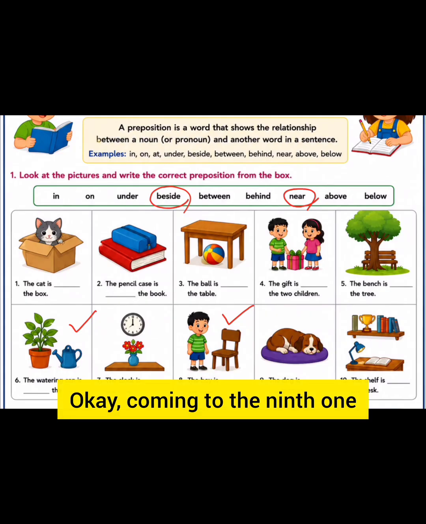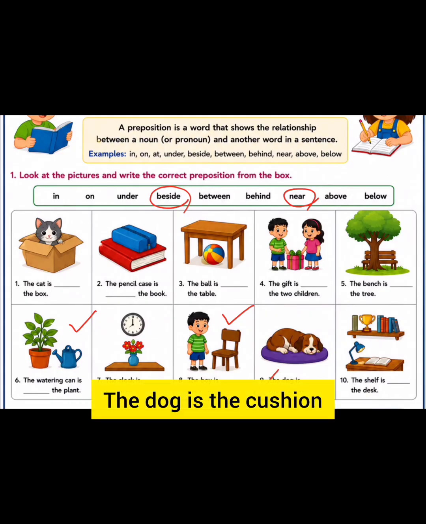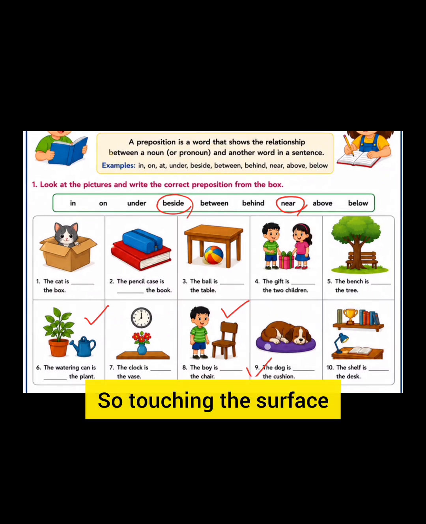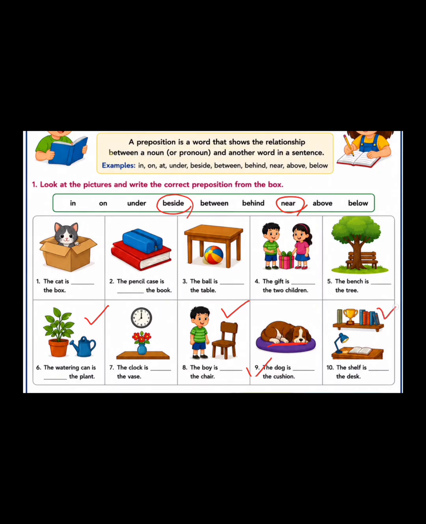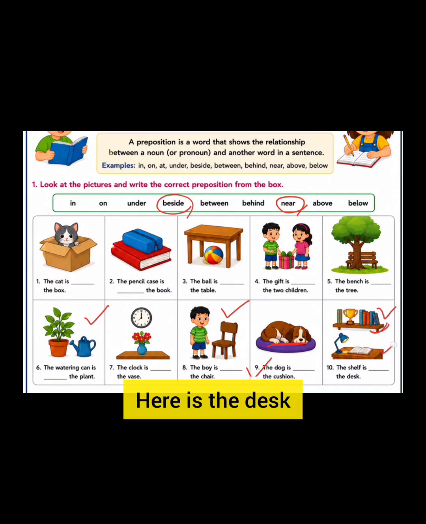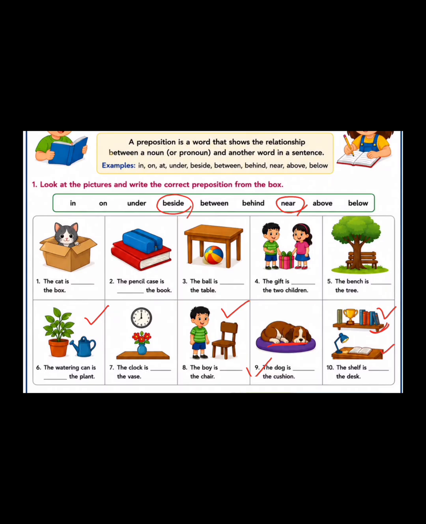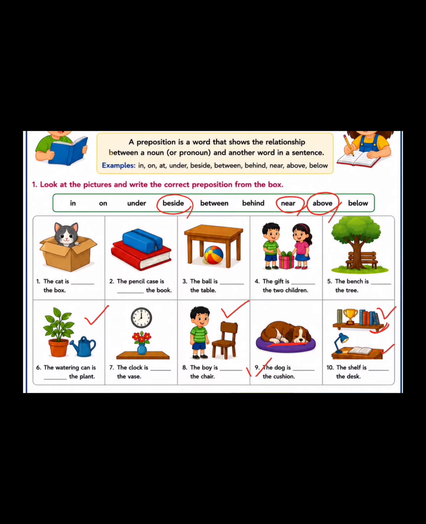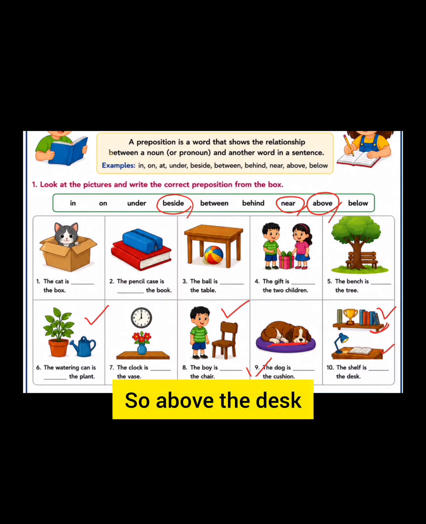Okay, coming to the ninth one, the dog is the cushion. So where is the dog? Can you tell me? This is very easy. The dog is on the cushion, touching the surface. Now the shelf is the desk. Here is the shelf, and here is the desk. Are they touching? No. So that's why the answer is above. Above the desk.